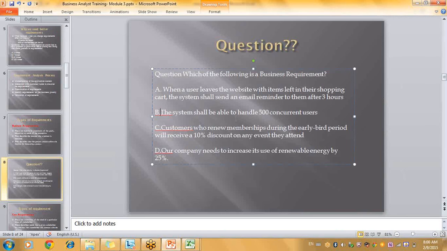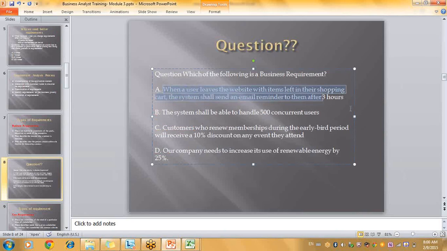Oh, so is B the only one that's a business requirement? D is the one which is basically the business requirement out of all these four. As you said, A, yes, it is more detailed, right? We call it the system requirements, or a functional requirement, because it is speaking from a system point of view. When the user leaves, the system shall send an email, right? That is more detailed and goes down the line, right?